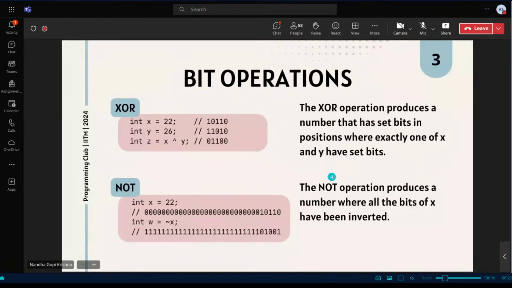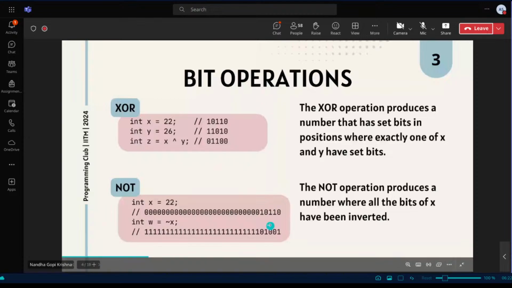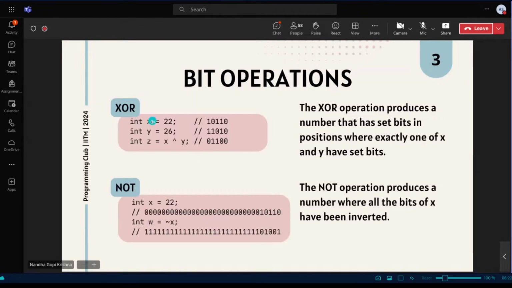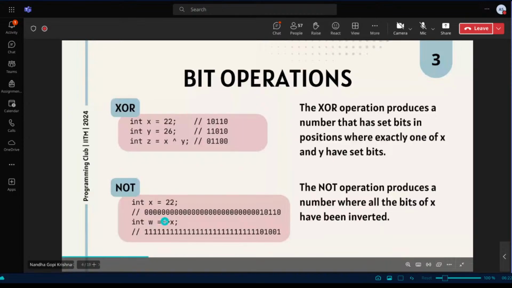As the name implies, it simply inverts all the bits. So if the particular bit is 0 in the input, then it is 1 in the output. If it is 1 in the input, then it is 0 in the output. The NOT operation is a unary operation. AND, OR, and XOR are binary since they require two inputs, whereas NOT only requires one input. As you can see over here, it just says NOT of X. We don't have any other variable.